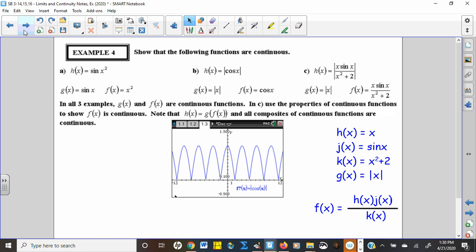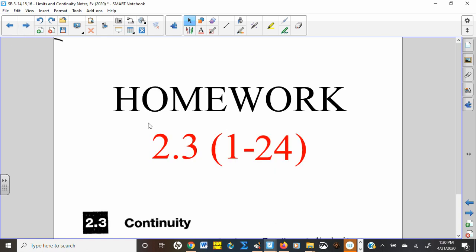And you may need to be using that reasoning just a little bit in some of the problems out of section 2.3, which there is the assignment, and I do the first 24 problems, if you would, and then we will be able to talk about them.